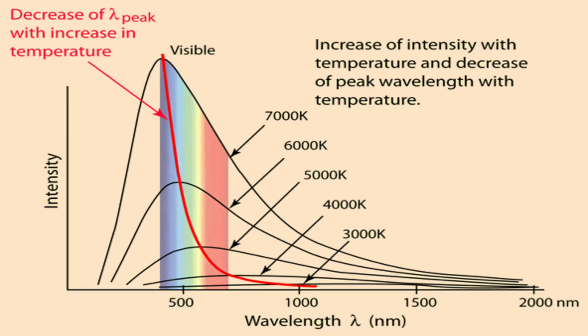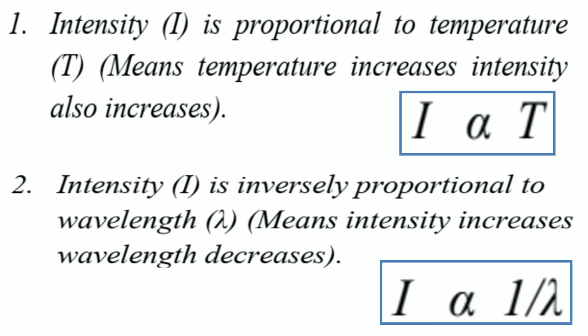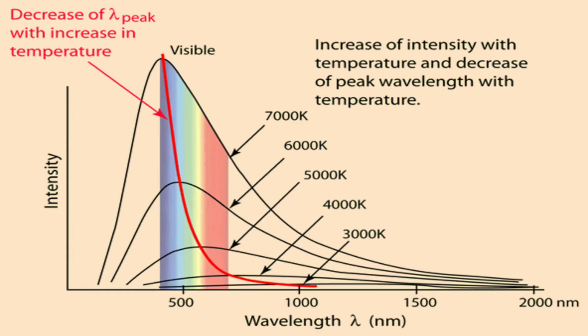You can see that at 3000 Kelvin the intensity is very low, but at 7000 Kelvin the intensity of the radiation is very high. This is the peak value of intensity. Now, intensity is inversely related to wavelength, that means intensity increases as wavelength decreases. At lower intensities the wavelength values are very high, but at high intensity the wavelength value is very small. So they are inversely related to each other.